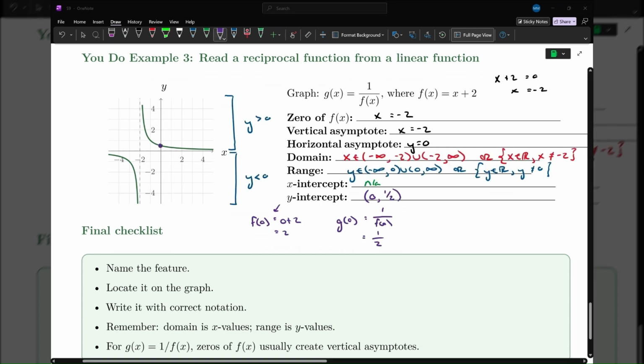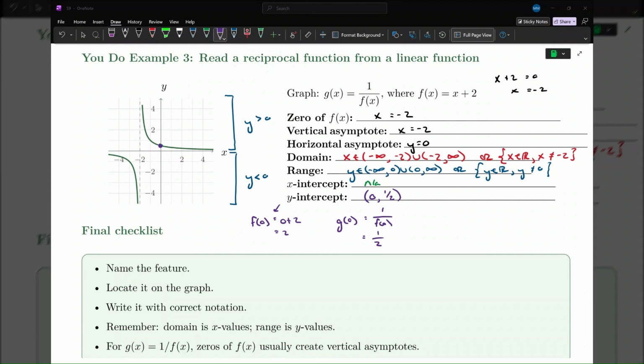Okay, going over the last one here. So a little easier because it's sort of the reciprocal of a line. It's a pretty similar idea. The zero of f becomes the vertical asymptote of g because the denominator can't be 0. The horizontal asymptote is going to stay at 0. Our domain and range, we can write those two different ways.